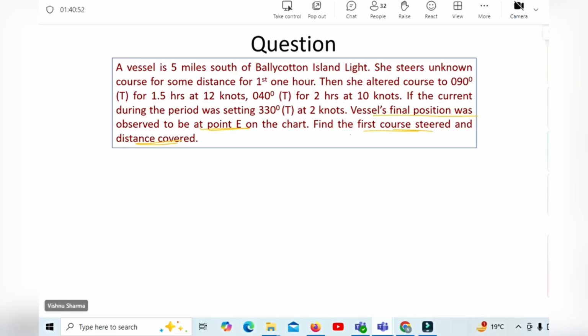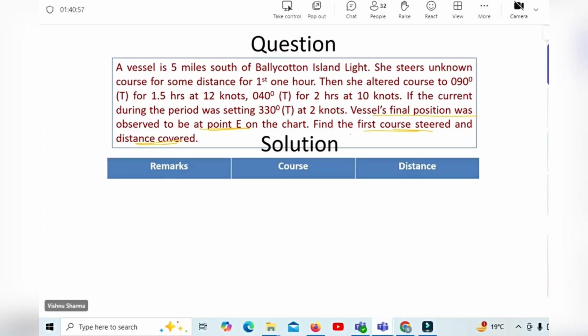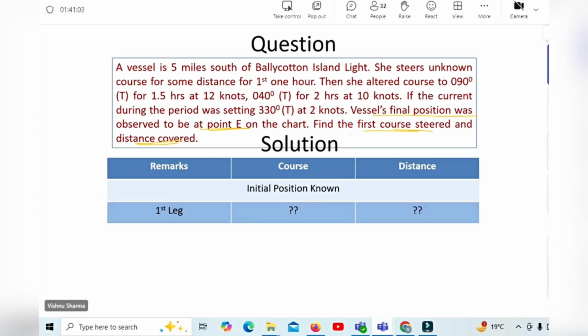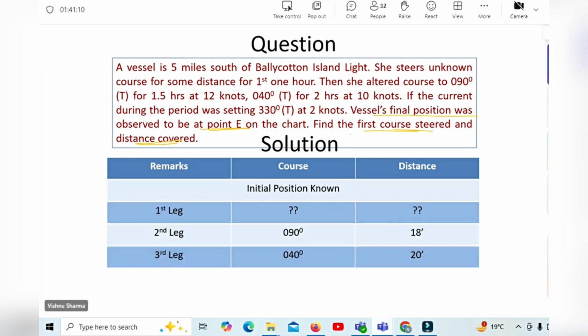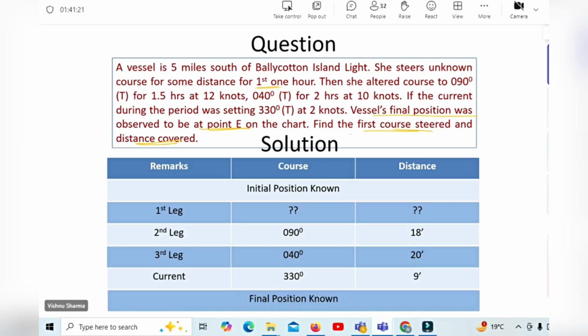Yes, sir. We'll convert it into a tabular form first. Is her initial position known? Yes. First leg missing, question marks. Second leg known? Yes. Third leg known? Yes. The current? Yes. Because he says the first one is for 1 hour, so the current will be 9 miles. Final position known? Yes. What is it? It is point E. Guys, please tell me if you agree with the tabulation of the question here. Yes or no?